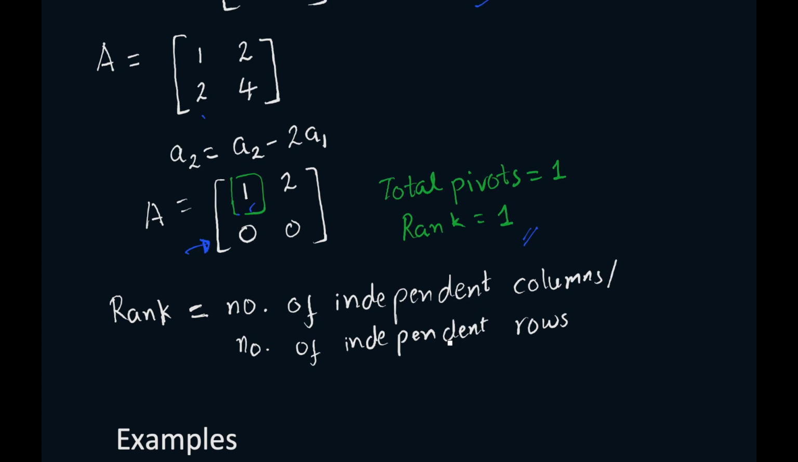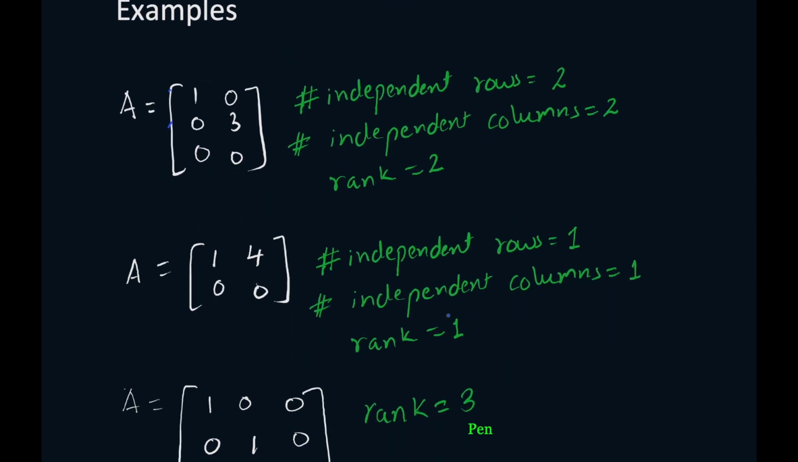Let us see some more examples. Take this example as 1 0 0 3 0 0. Here we have two independent rows and two independent columns. So our rank is 2. Now take this example 1 0 4 0. Here our independent row is this one and this is our only independent column. This column can be written as 4 times this column. So our independent rows is 1, independent columns is 1, and our rank is 1.